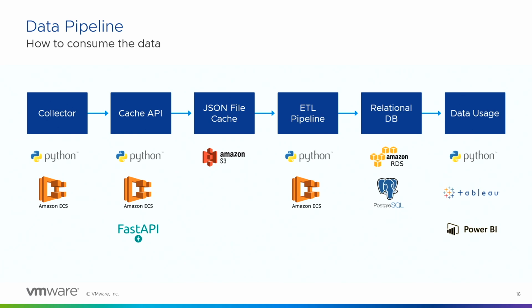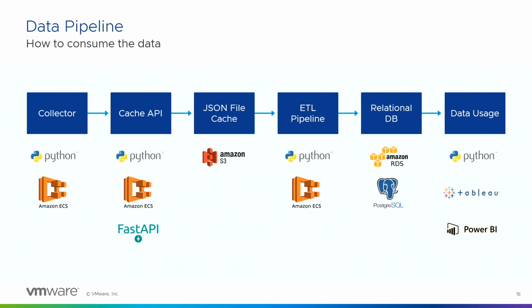The next piece is what we call our cache API. This is again written in Python, built on the FastAPI framework, again containerized and hosted in AWS. This one does a bit more work. What it does is it looks at all the data coming in and validates that the models and everything conform to what we expect it to.